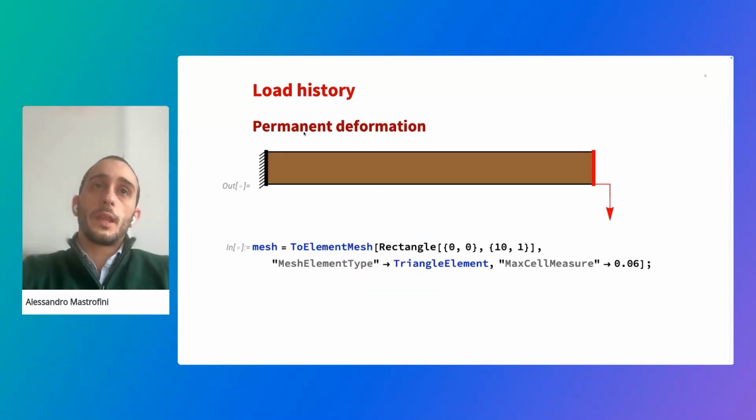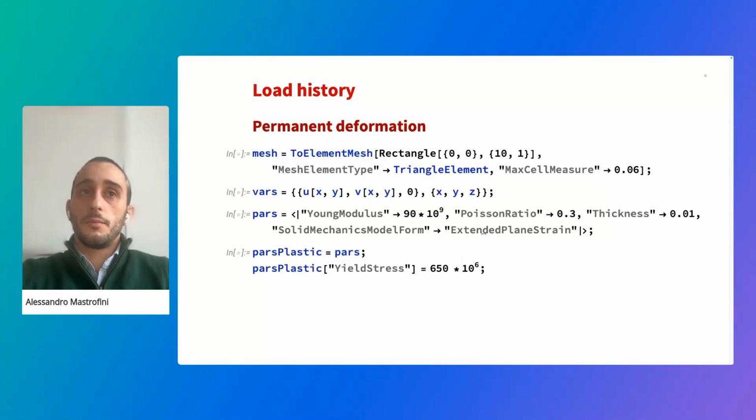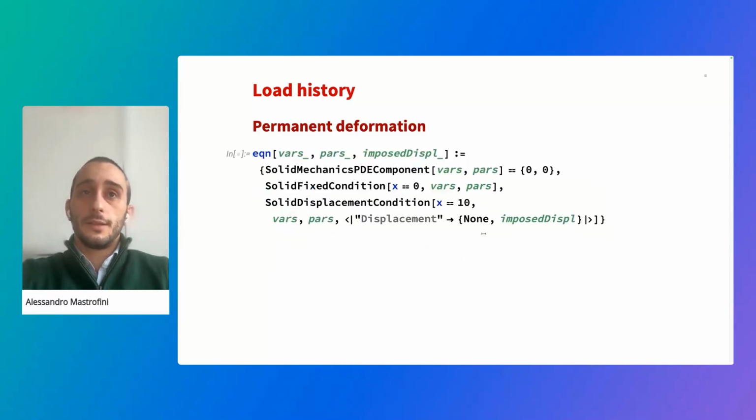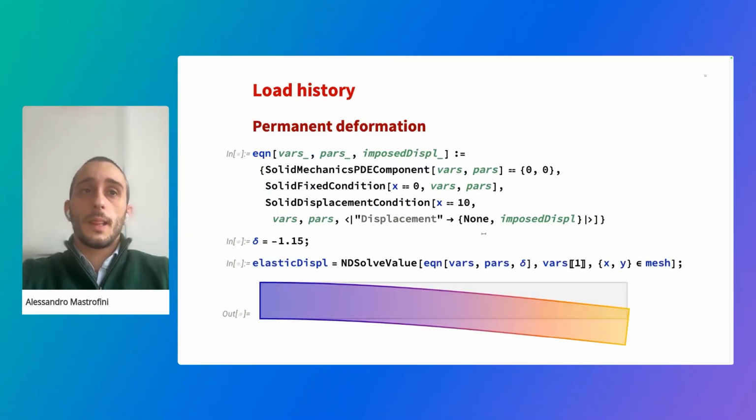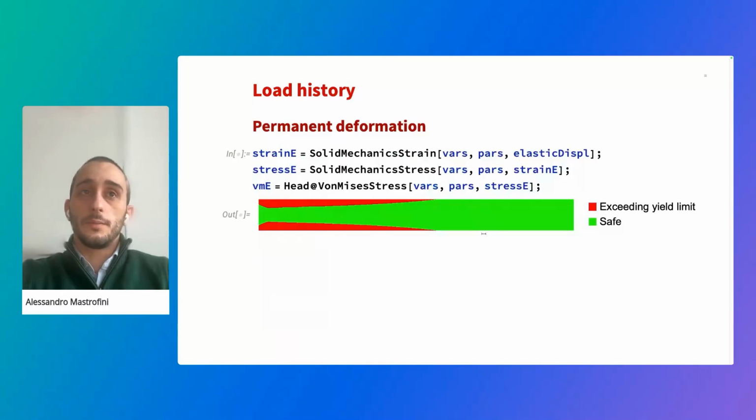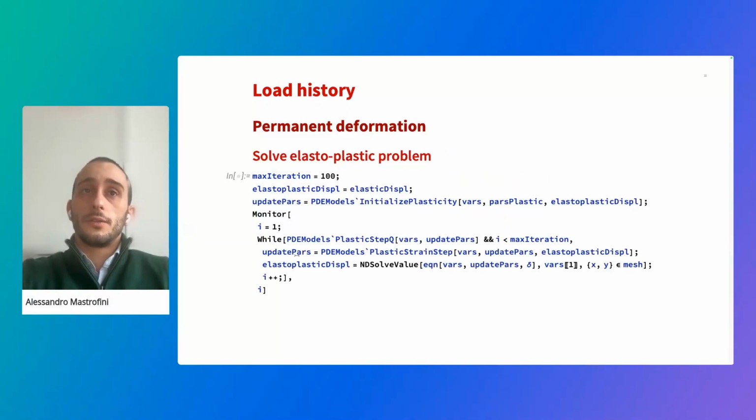Okay, so how can we observe that? So let's take the same example of the beam of before, the rectangular beam. Once again, the left side is fixed, the right side shows an imposed displacement. So again, mesh, variables, parameters, yielding stress, equation, and the elastic deformation, okay? Then we can evaluate the permanent deformation. So we know that the material is gonna yield in this region. So once again, solve for the elastoplastic problem.